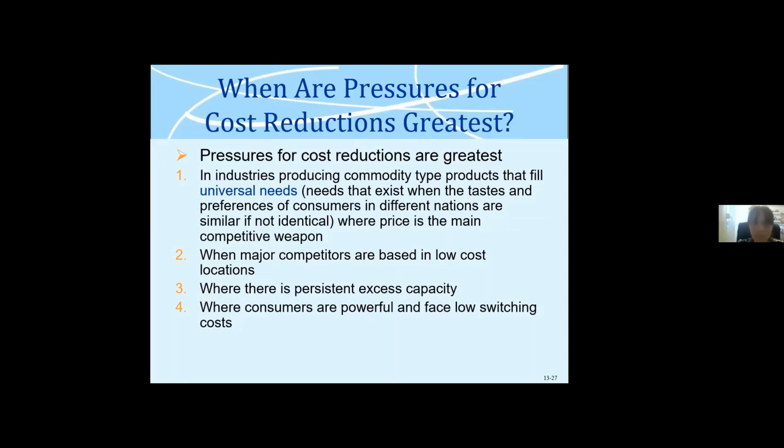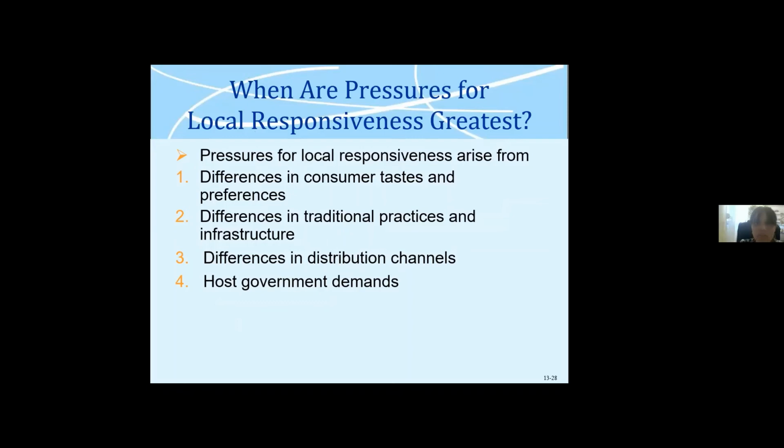Another question, when are pressures for local responsiveness greatest? Pressure for local responsiveness arises from national differences in customer tastes and preferences, in infrastructure, in business practices and distribution channels, and from host government demands. Responding to pressures to be locally responsive requires a firm to differentiate its product and marketing strategy from country to country in order to accommodate these factors, all of which tends to raise the firm's cost structure.